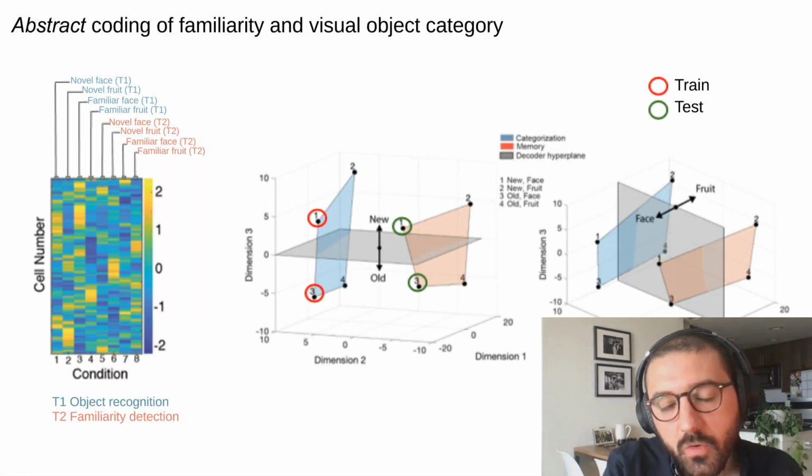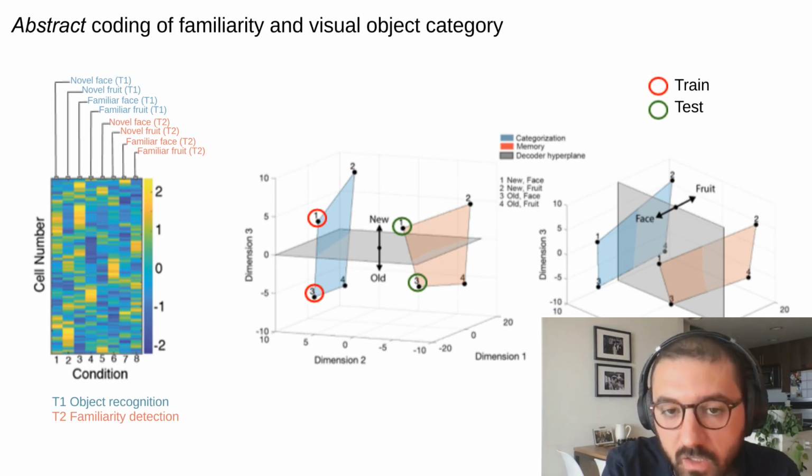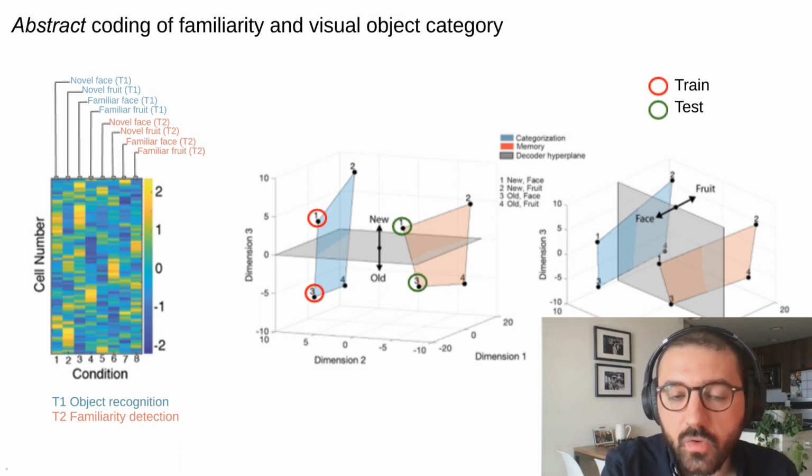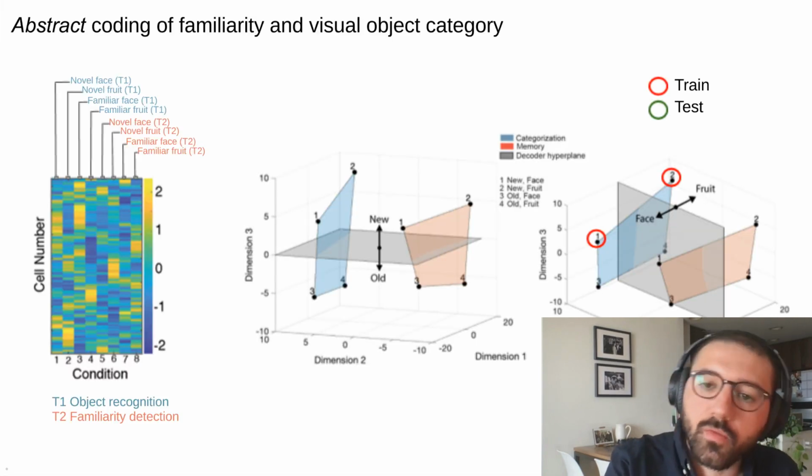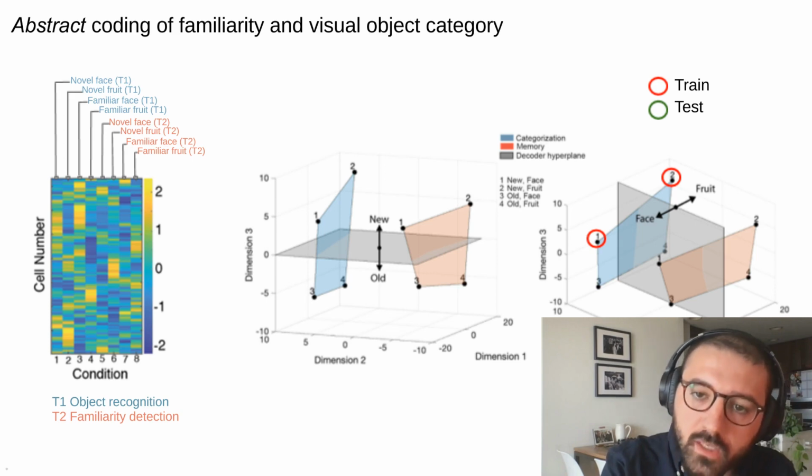This kind of generalization does not only work across images, but also works across tasks. Note that training a decoder in one task, for example, in this case, training a decoder on familiarity information during the categorization task generalizes very well into the memory task. The same thing is true for visual information. We can train a decoder in one task.